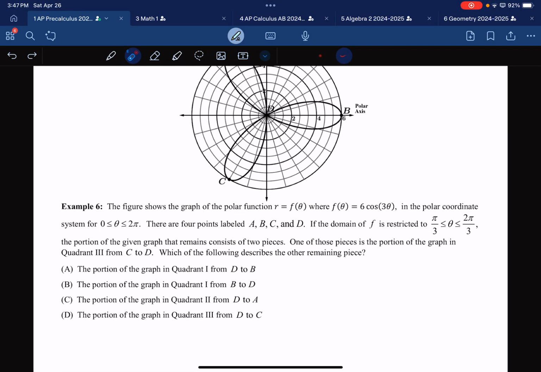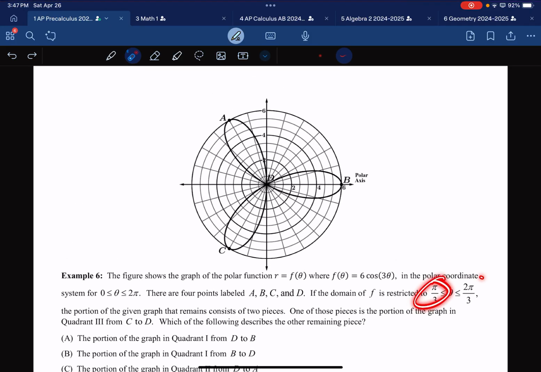Okay, so this one is really interesting. We know the function again, so we can check our work. And it says we already know the domain restriction. Here it is, it's between pi over 3 and 2 pi over 3. Okay, graph that. Where is pi over 3? Where is 2 pi over 3? That will give you kind of the answer to this question.